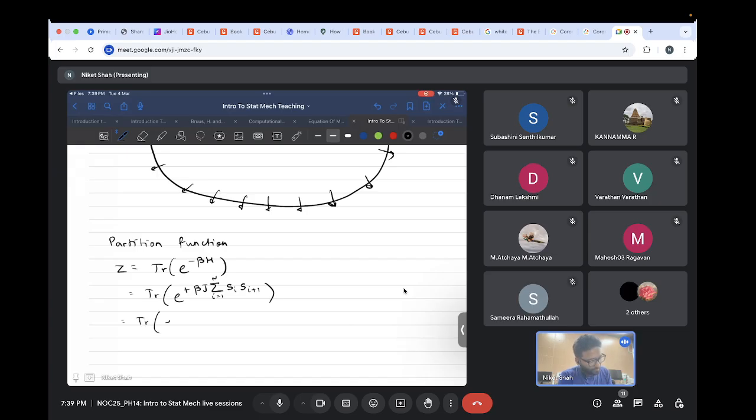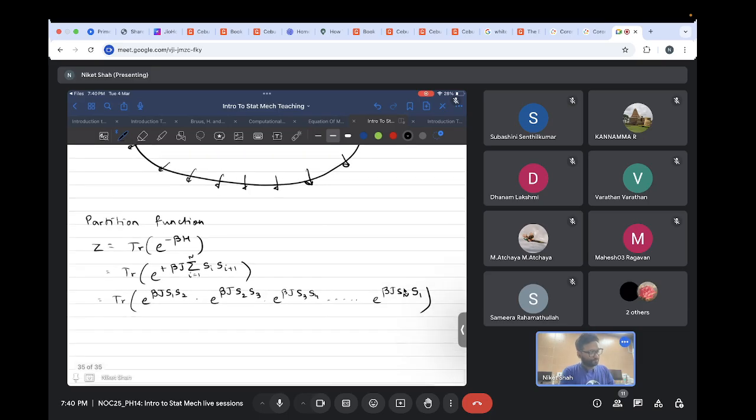Basically, it has terms of this form: e raised to power beta J s1 s2 multiplied by e raised to power beta J s2 s3 multiplied by e raised to power beta J s3 s4 and so on and so forth. The last term would be e raised to power beta J sn s1. It would keep on going till that.